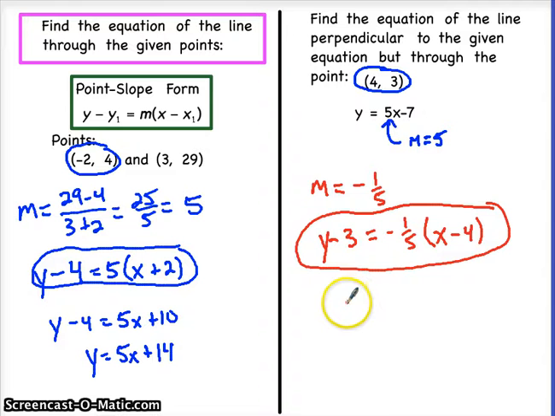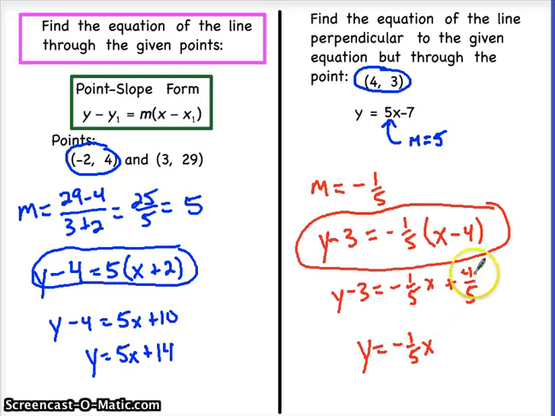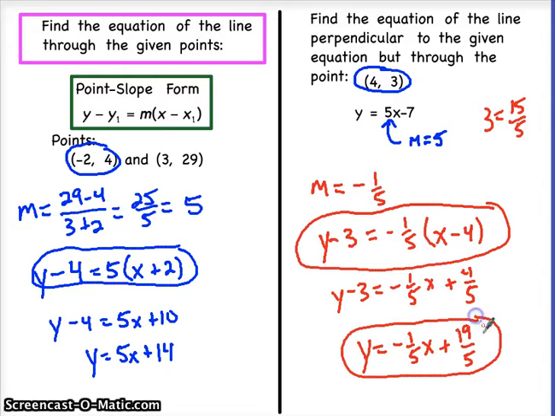But if we want slope-intercept form, we can quickly distribute our negative 1/5, making a positive 4/5 there, and then add 3 over to the other side. y equals negative 1/5 x plus 4/5 plus 3, 3 being equal to 15/5, means that I'm going to add 15/5 to the 4/5 and get 19/5. And that should be also a perfectly good answer.